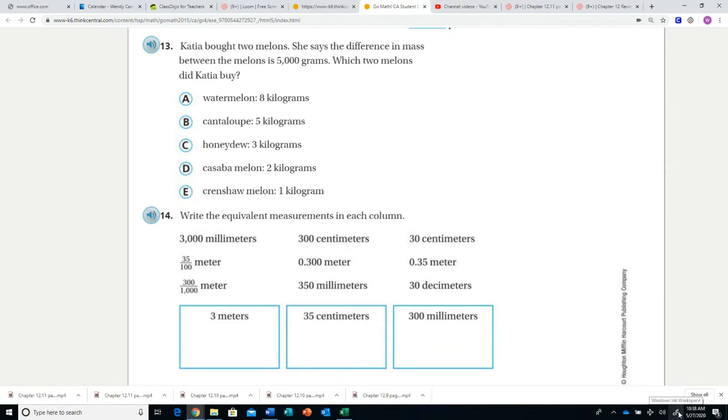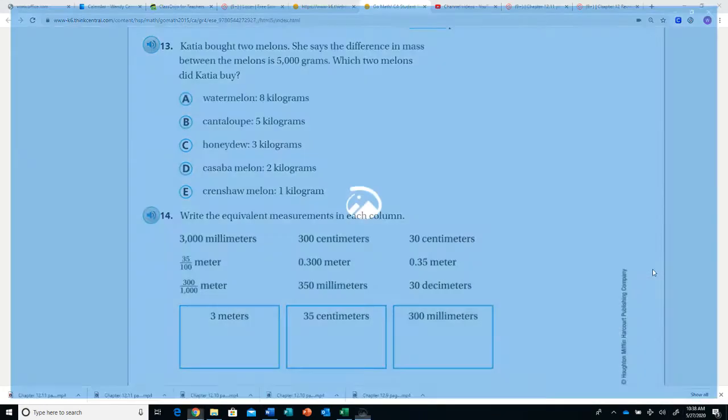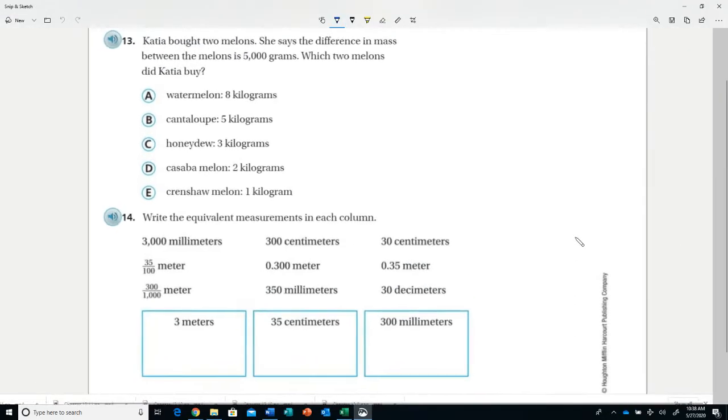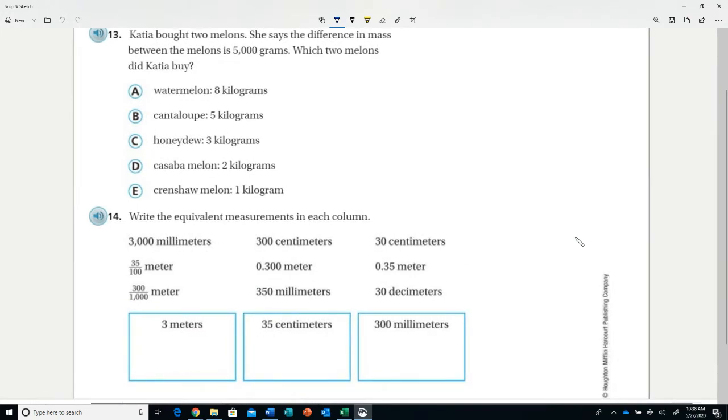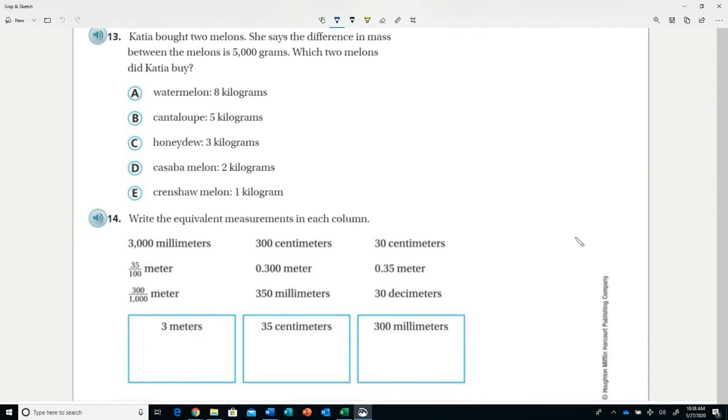All right, here we go. Number 13 says, Katya bought 2 melons. She says the difference in mass between the melons is 5,000 grams. Which 2 melons did Katya buy? Basically it's a subtraction problem, so melon number 1 minus melon number 2 better give us 5,000.